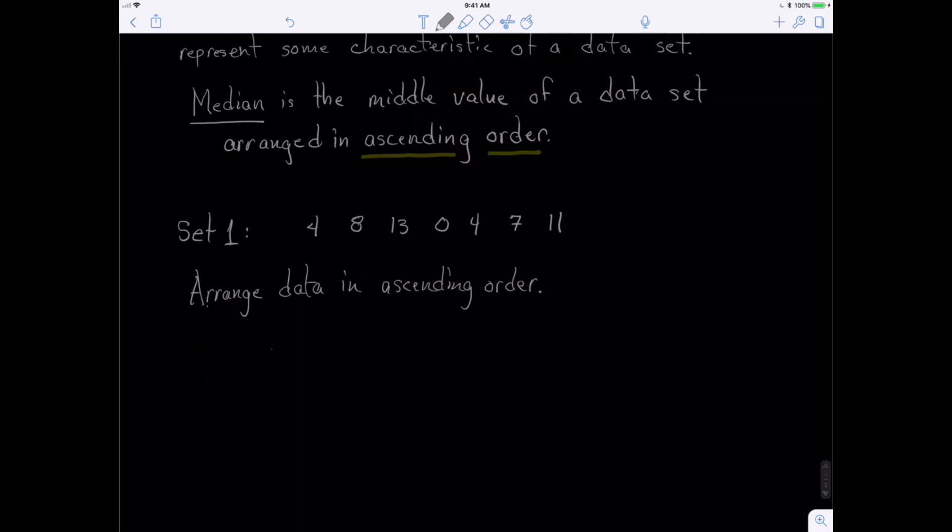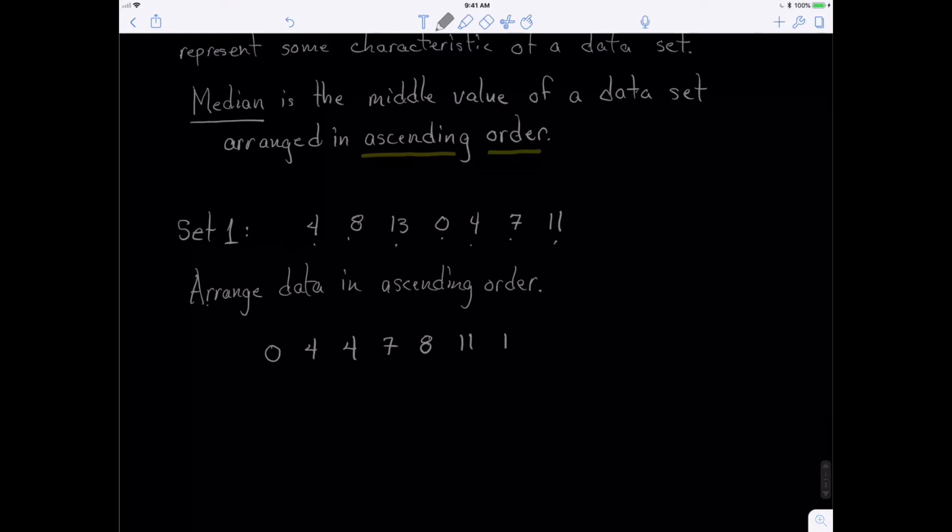So it looks like my lowest value is a 0. So I've got that. And then it looks like I have two 4s. So let me write those. I have 4, and then another 4. And then it looks like I have a 7, an 8, an 11, and a 13. I think we've got them all. Now, the data is in ascending order, so we really want to just look towards the middle.